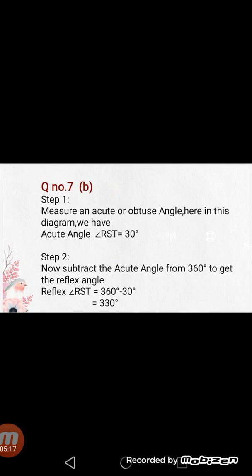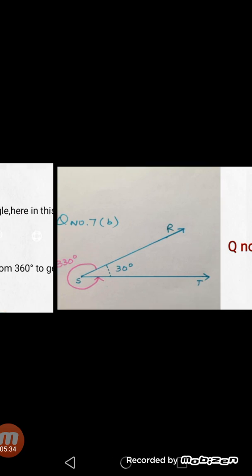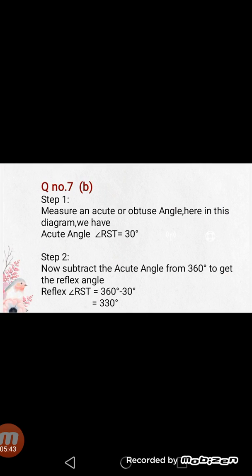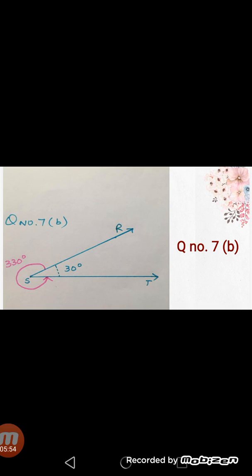Similarly, in question number 7 part B, first of all you will see the diagram and you will measure the internal angle. Step 1 will be measure an acute or obtuse angle. Here in this diagram we have angle RST, inner angle is 30 degree. You can see in the diagram, first of all I have measured the angle which is inside, which is equivalent to 30 degree. Now in step 2, subtract the acute angle from 360 degree to get the reflex angle. Now we will subtract 30 degree from 360 degree, and you can see that in pink color 330 degree reflex angle has been shown.